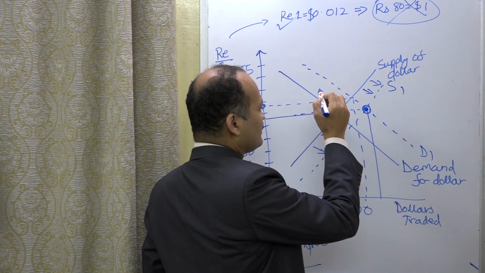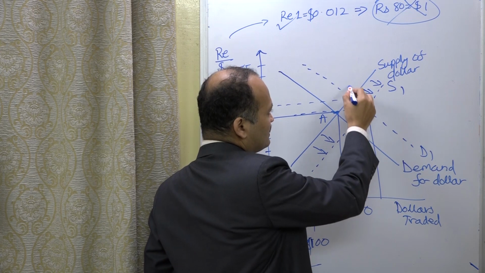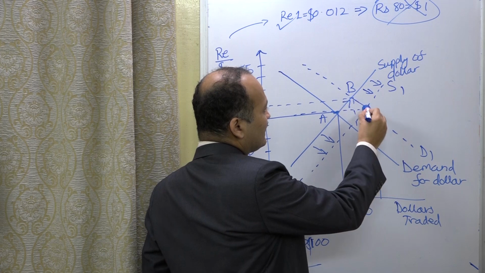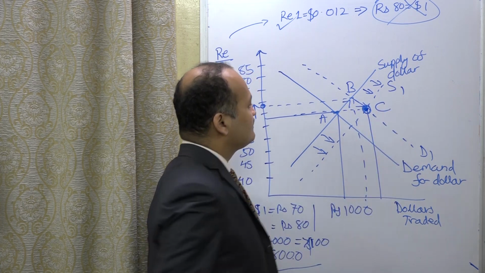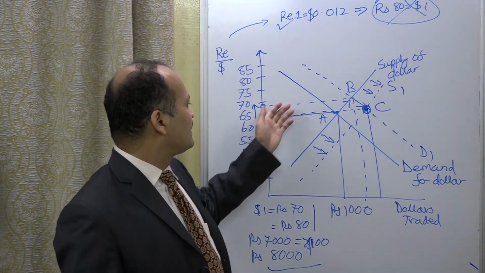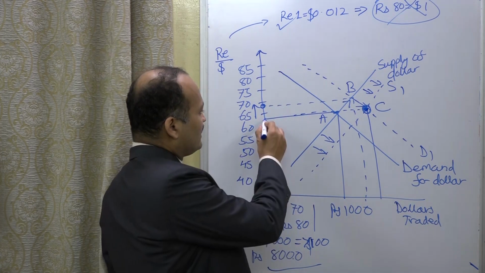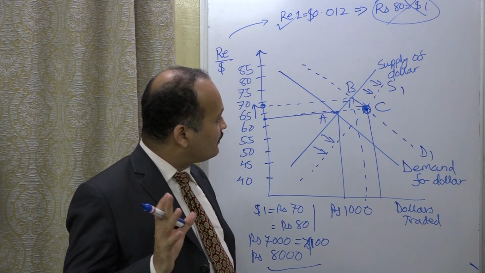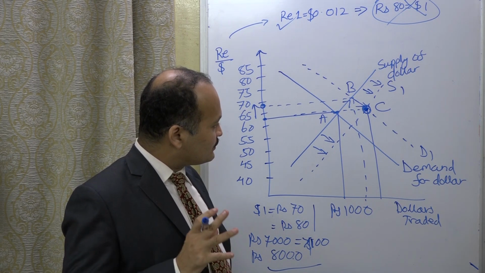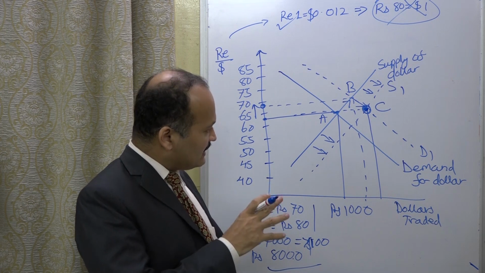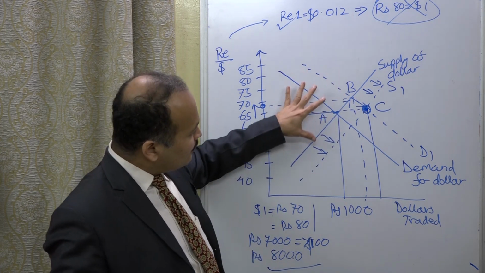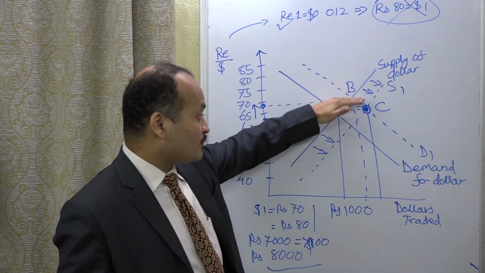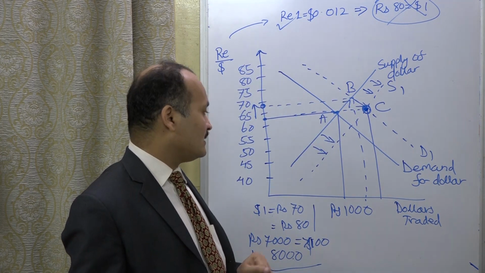So that means initially you were at A, because of speculation you went to B. Now you want to bring it again from B to C. Okay, and C will be near around your previous level. So this is depicting the RBI's interventions directly in the foreign exchange market to support the rupee at a higher level.